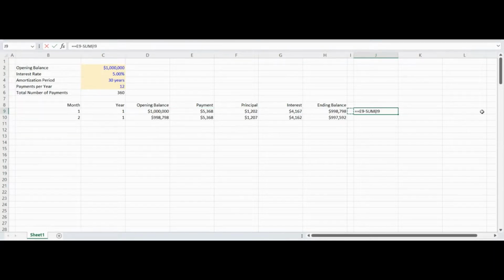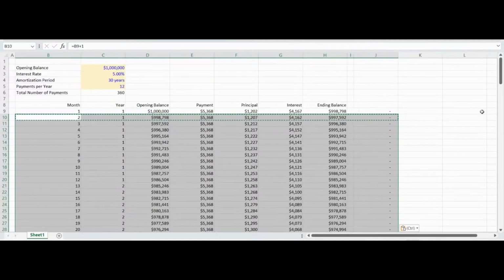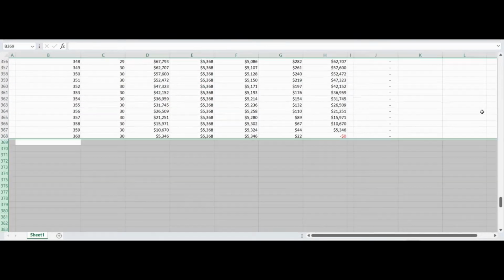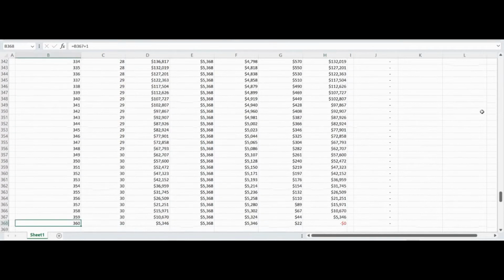We like to implement checks in our models. Let's check the principal payment is correct by ensuring payment less principal and interest is equal to 0. Month 2 can be pasted down until we get to 360 months, which is equal to 30 years. You will know that the debt amortization schedule has been built correctly if your final period ending loan balance is $0.